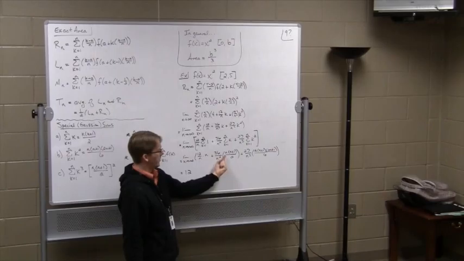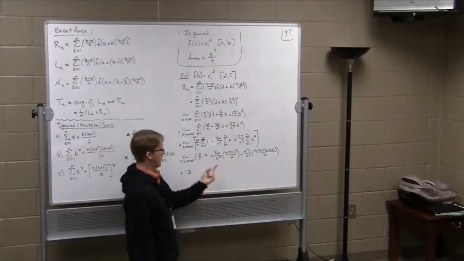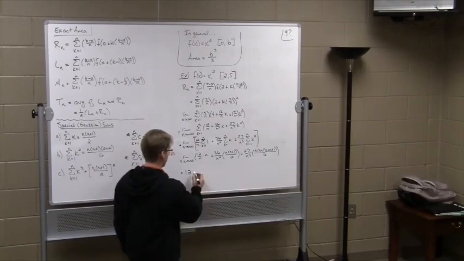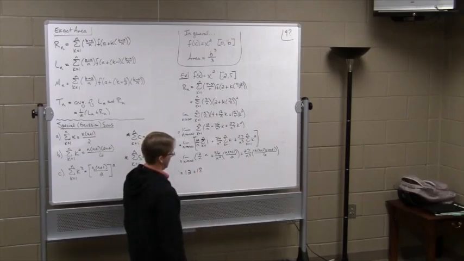Handy dandy rule. We do end up with an n squared on top here and an n squared on the bottom there. 36 over 2, or 18. Is that right? And the third one is 27 over 6 over 3, which is 9.